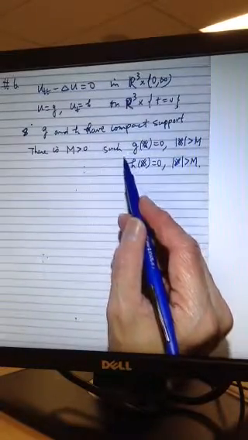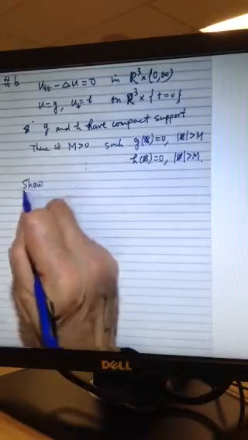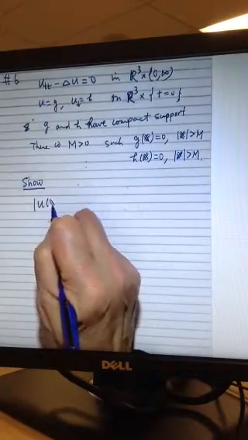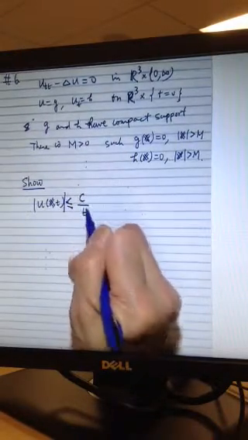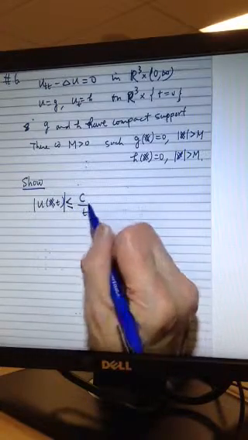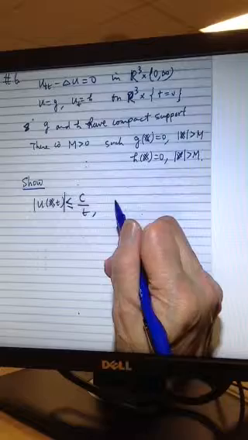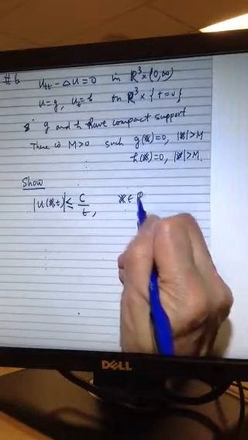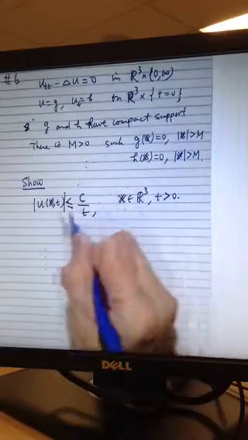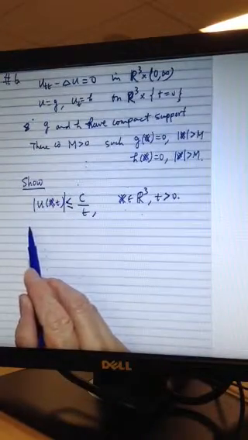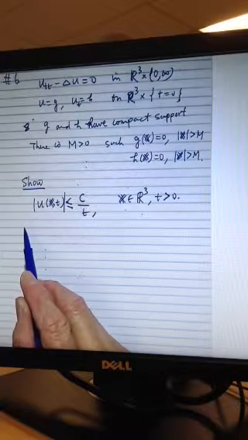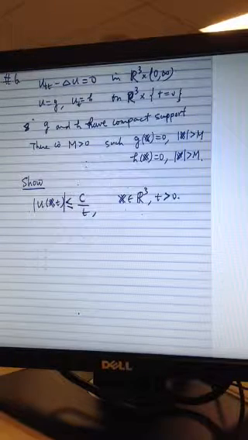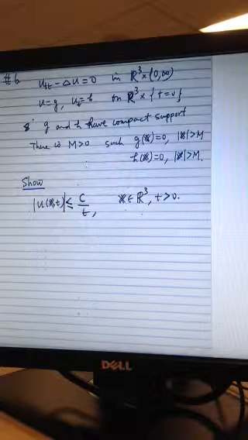And then what they want us to show is that the solution u(x,t) is less than or equal to C over t, for all x belonging to R3 and t greater than 0. So I want to show this one. So of course, the hint is to use the representation formula for the solution in 2.4.1. My hint is really not much of a hint. But anyway, let's look at formula 2.4.1.